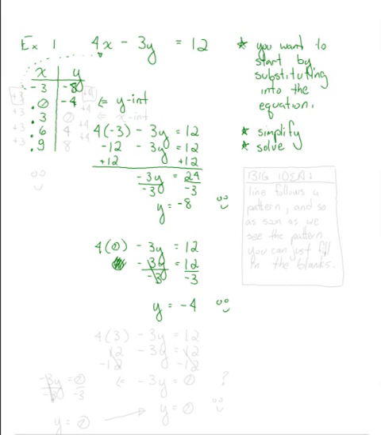So now we're going to do it with the 3. So you have 4 times 3 minus 3y equals 12. And now 4 times 3 is 12. And everything else comes down. And then subtract 12 from both sides, because that's what we got to do here. And now you get -3y is equal to 0.